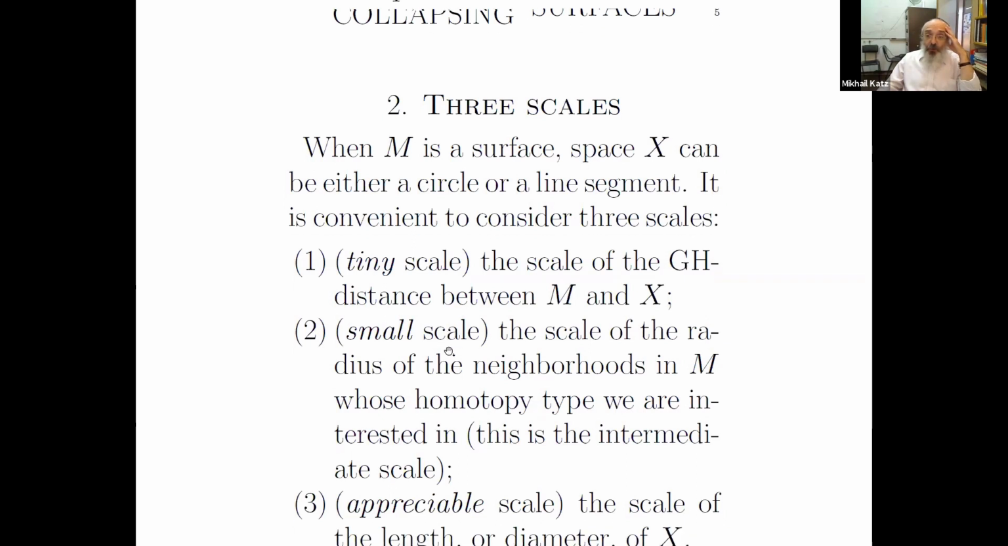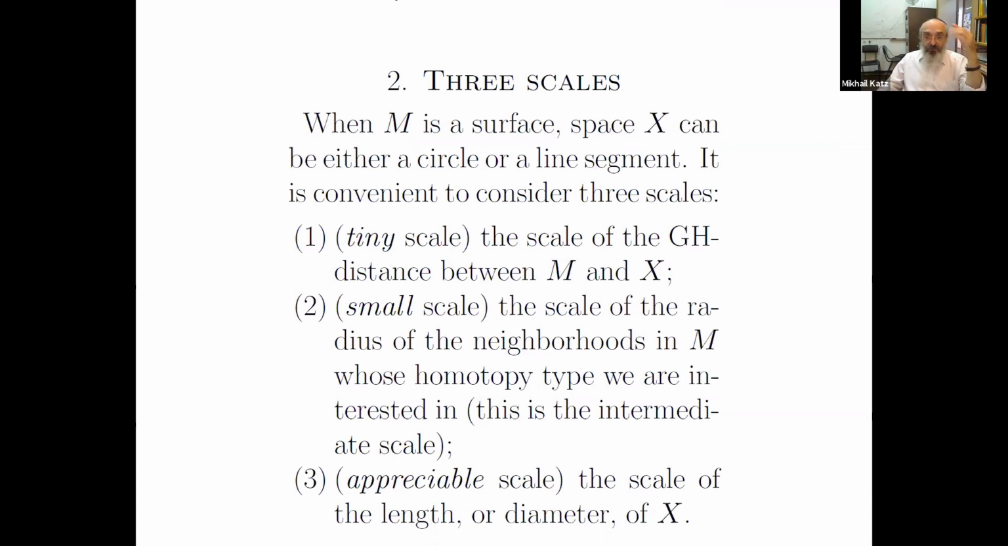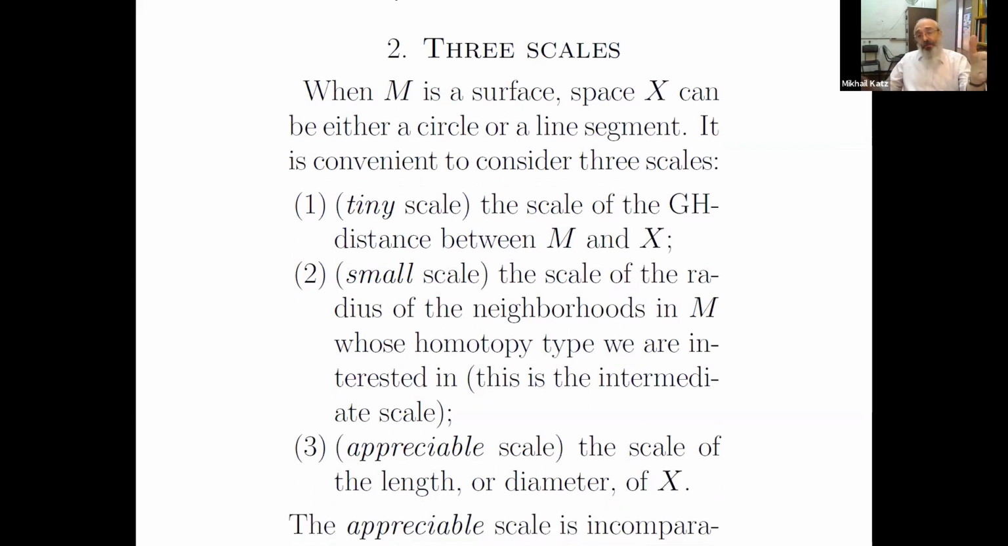So then there is the small scale. It's going to be the scale of the epsilon balls in M, whose homotopy type you're interested in. So this is the intermediate scale of the three. And then there's an appreciable scale. Appreciable means the ordinary size scale. That's the length or the diameter of X itself. So let's say the appreciable scale, you can fix to be 1.